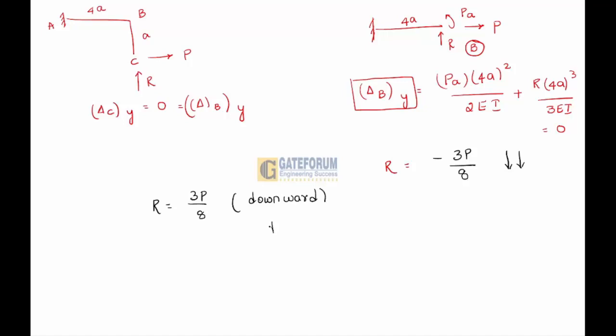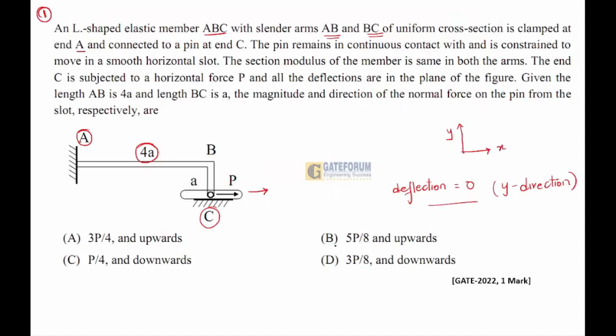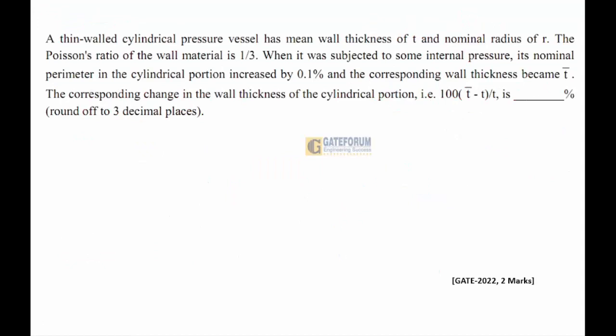So option D will be the right answer for the given question here. 3P by 8 in the downward direction will be the appropriate right answer. Moving to the next question.